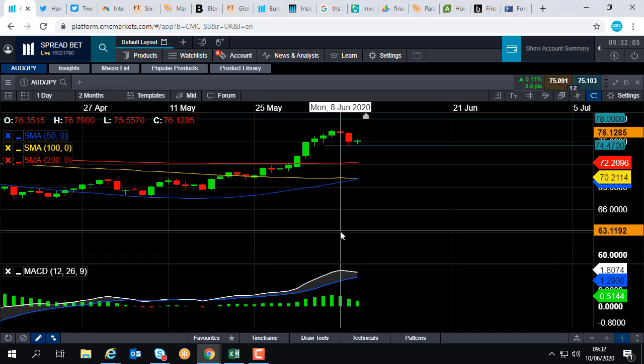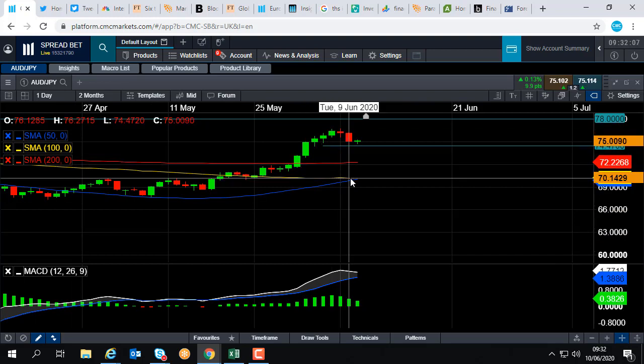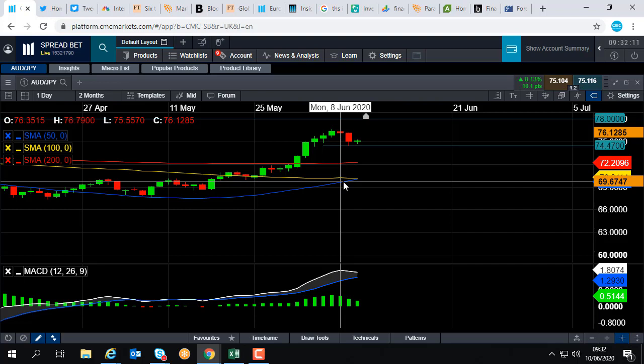The Australian dollar lost ground versus the Japanese yen, but lost ground across the board in the last couple of days due to rising political tensions between Australia and China. China is obviously a major export destination for Australian goods, so any kind of political rumblings between those two countries could have a negative economic impact on the Australian economy.